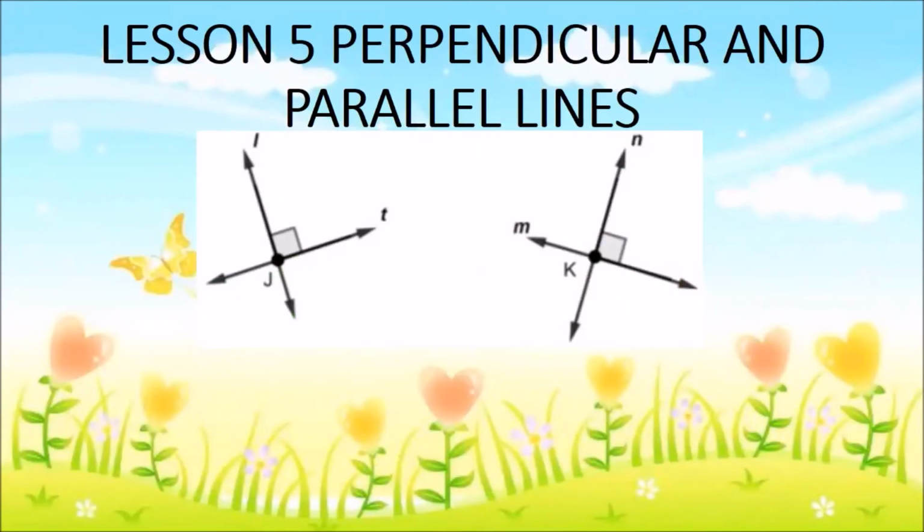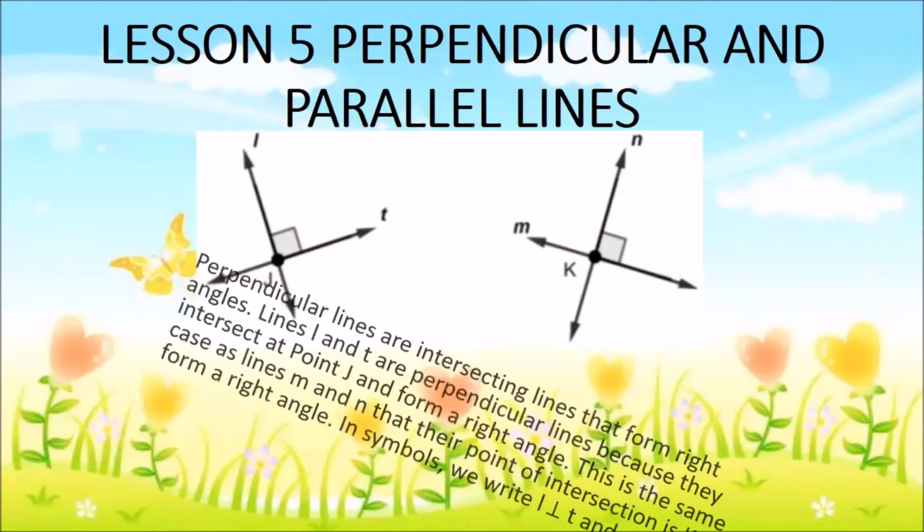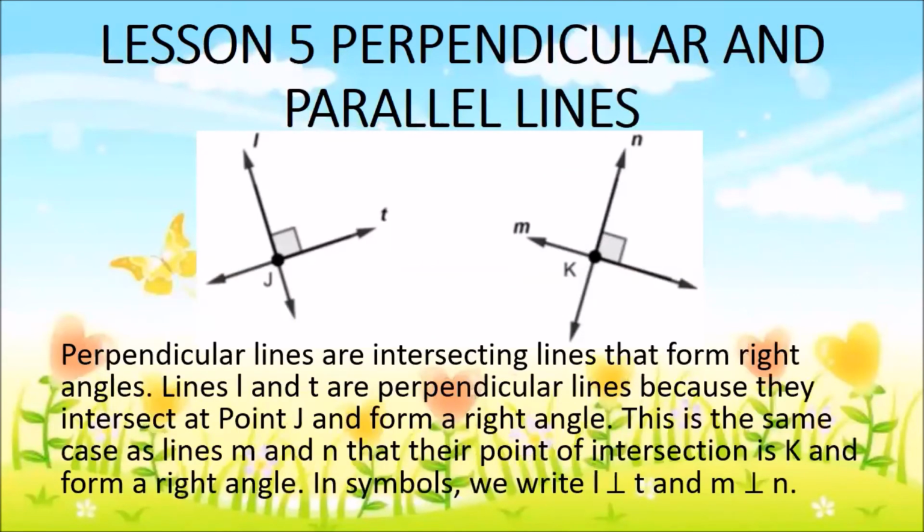So, this is a sample of perpendicular lines. Two intersecting lines that form a right angle. Earlier, they did not form a right angle. We know that once there is a small square box, they form a right angle with exact measure of 90 degrees. So perpendicular lines are intersecting lines that form right angles.